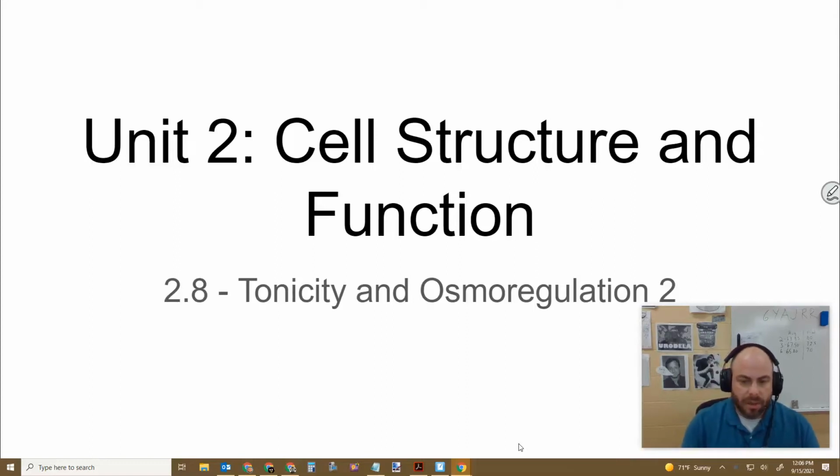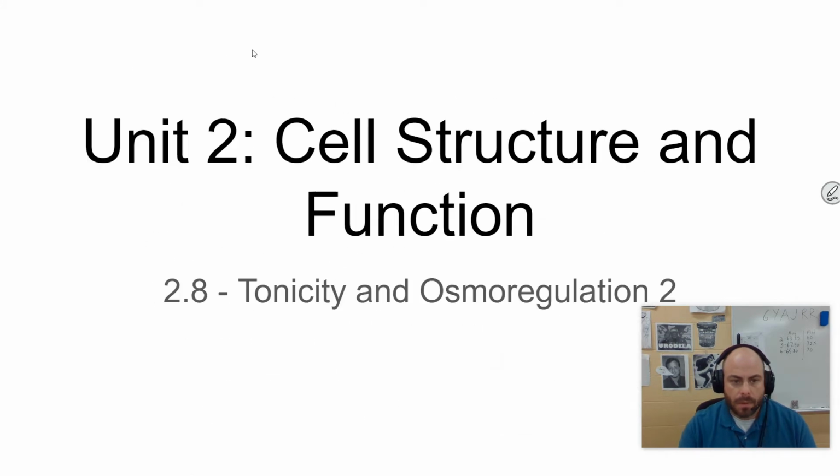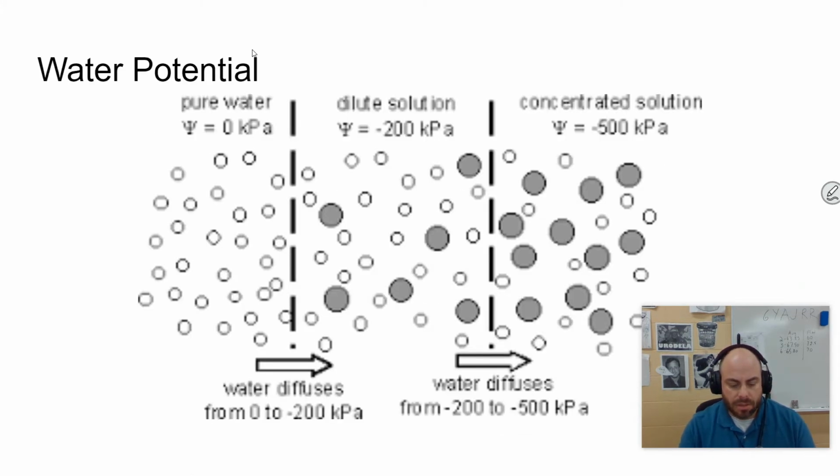All right, in this video, we'll be looking at part 2 of tonicity and osmoregulation, specifically focusing on this concept of water potential. Water potential measures the tendency of water to move by osmosis. You can think of it as the potential for water to do something, if you want to think of it that way. And so there's a particular equation for this.